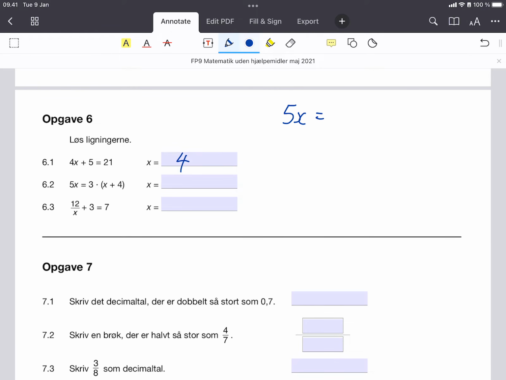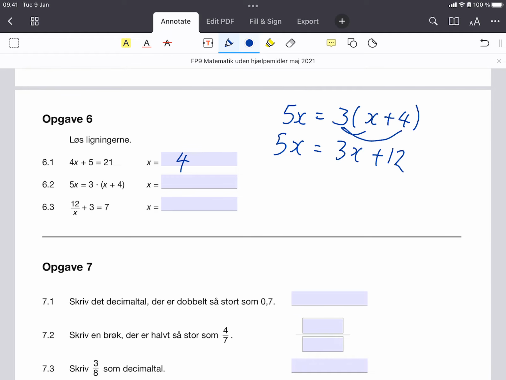5x equals 3 brackets x plus 4. Well, let's multiply those brackets out, get rid of those. So 3 times everything in the bracket. 3 times x is 3x, 3 times 4 is 12. So 5x equals 3x plus 12.